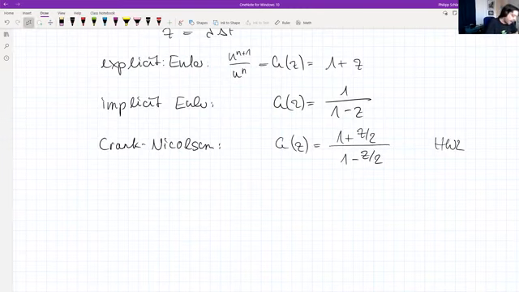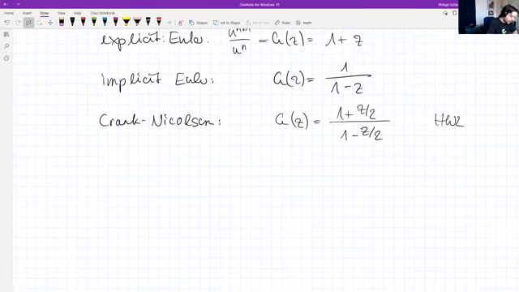Okay. Now, why do I write that down? Well, I would actually like to show you the following, because it's quite instructive to plot these functions in the following way.